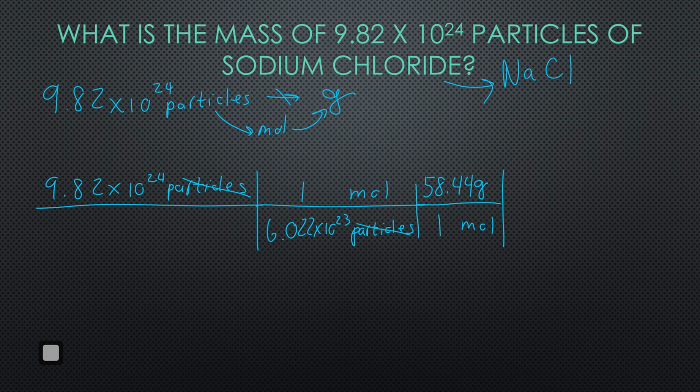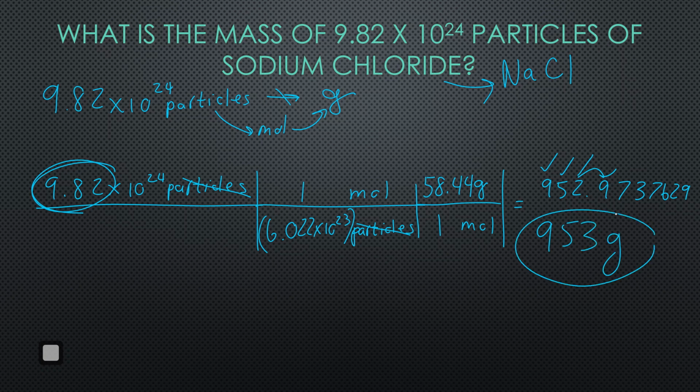I multiply the things on top, divide by the things on the bottom, put it in parentheses. I get 952.9737629. Again, you're going to see the habit here where we usually use 2 or 3 sig figs. It's 3 sig figs. I'm going to keep 952. 2 is going to round up because of the 9, so 953 grams.